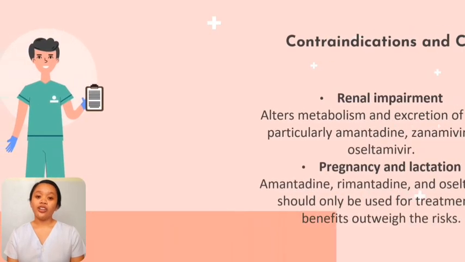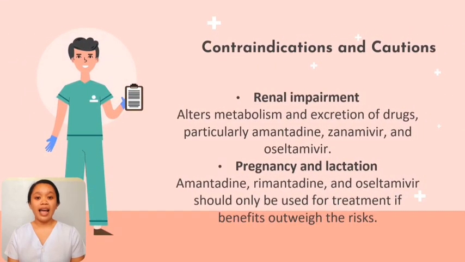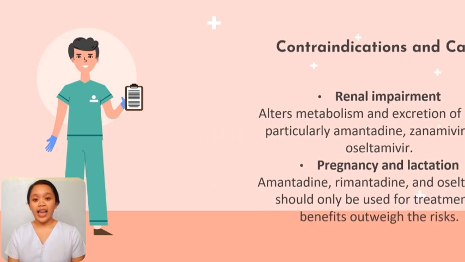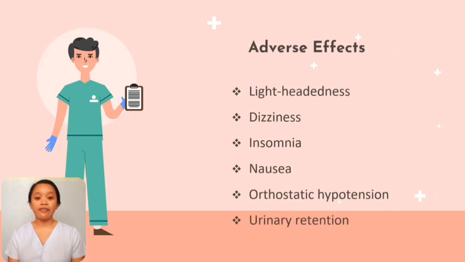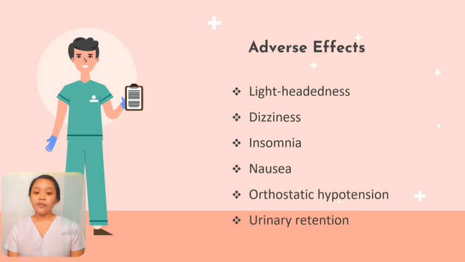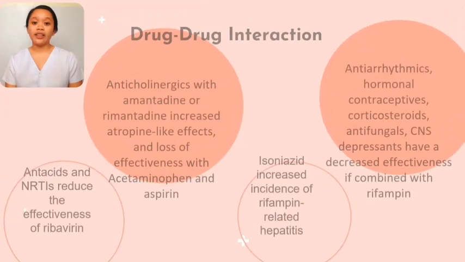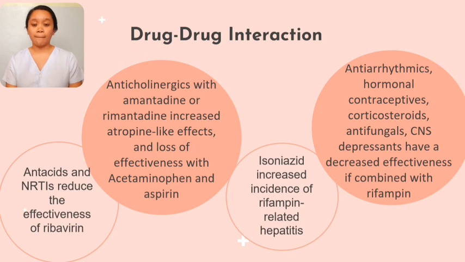Contraindications and cautions include renal impairment and pregnancy and lactation, particularly amantadine, zanamivir, and oseltamivir, which can alter metabolism and excretion of drugs. They should also be used for treatment of pregnant or lactating patients only if the benefits outweigh the risk. Use of these antiviral agents is frequently associated with various adverse effects that may be related to possible effects on dopamine levels in the brain and can include, but are not limited to, lightheadedness or dizziness and nausea.